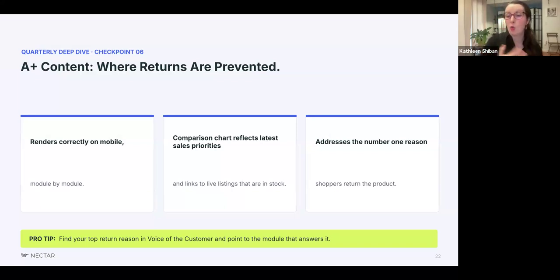So here, one tip is you can look at your voice of the customer reports. You can get a sense of what people are saying in terms of why they're returning products and make sure that you're addressing elements there, and directly talking about it in your A plus.